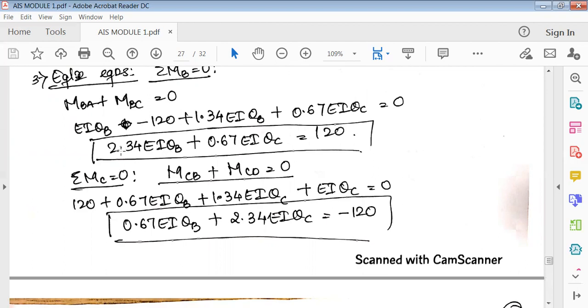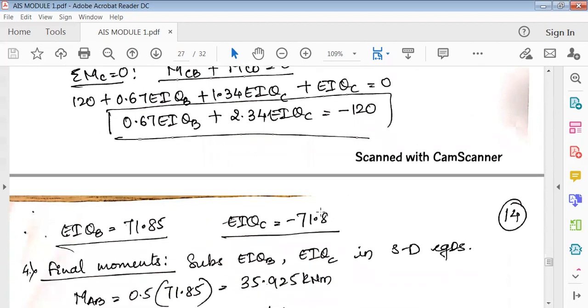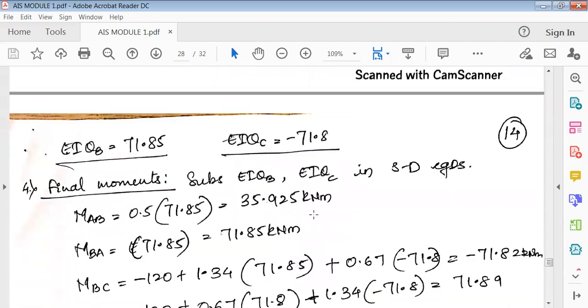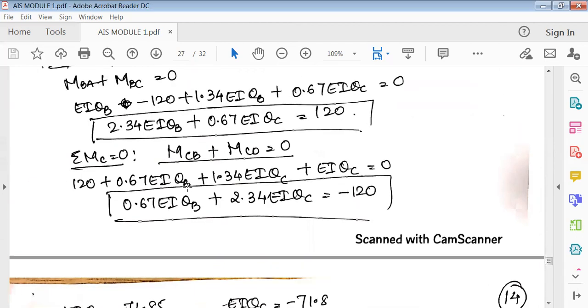So first theta b value, theta c, and 120. Then again, same thing, theta b value here in the second form of the equation, theta c, minus 120. So when you solve it in the calci, you'll get EI theta b value and EI theta c value. So it is same. Okay, EI theta b is plus, EI theta c is minus. Again, why you have this plus and minus is because just by seeing the equation, you can get to know. The first term is 2.34 theta b. The second term is 0.67. And the constant is plus.